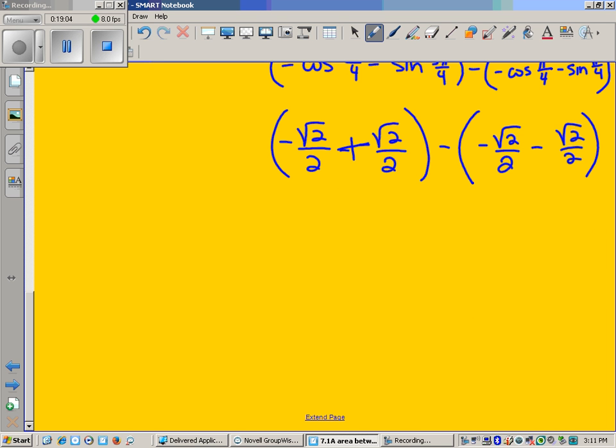Negative rad 2 over 2 plus rad 2 over 2. Doesn't that go away? Doesn't that give me 0 right there? Right? Inside here, I have a negative 1 rad 2 minus another 1 rad 2. Isn't that a negative 2 rad 2, all over the common denominator of 2? Don't forget about this negative that was in the front at the beginning. So doesn't that turn into a positive? Did I do that right, or did I mess up?